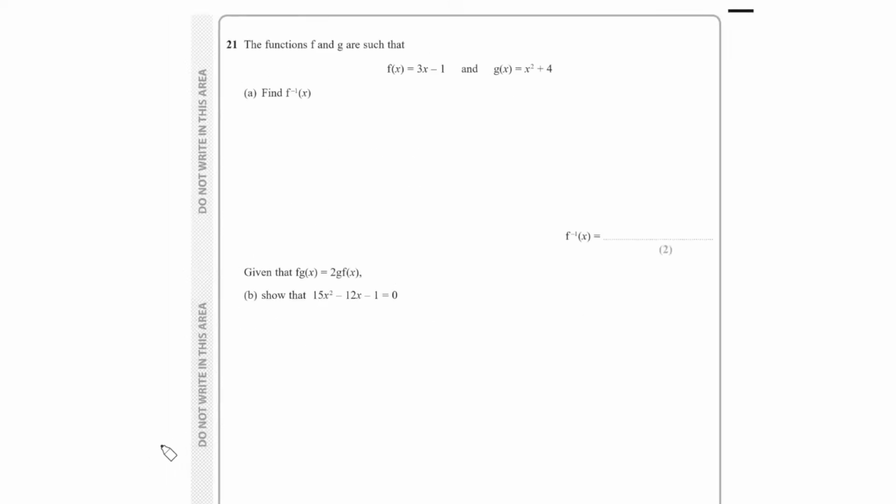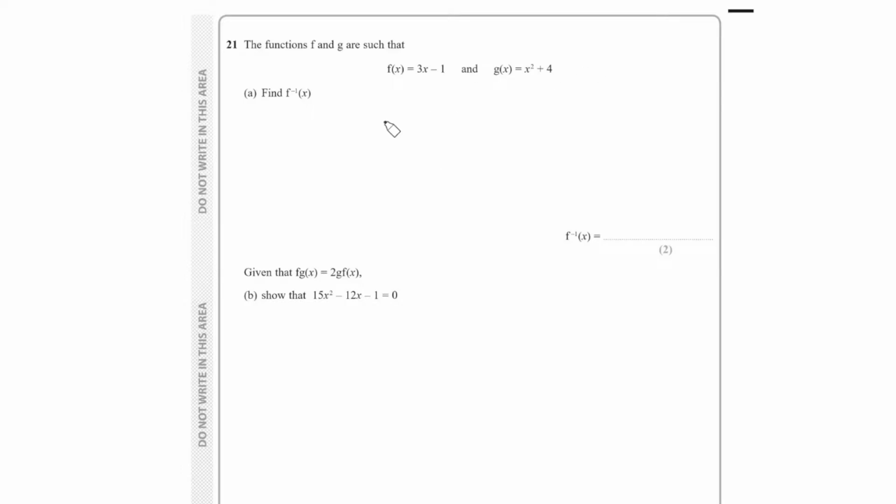Okay, I think we've got 2 questions left. 21, functions. Functions, again, seems to come up quite a lot in non-calculator papers. So, the functions f and g are such that f of x is 3x minus 1 and g of x is x squared plus 4.